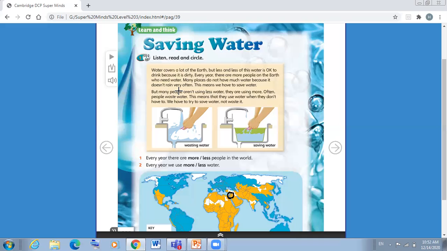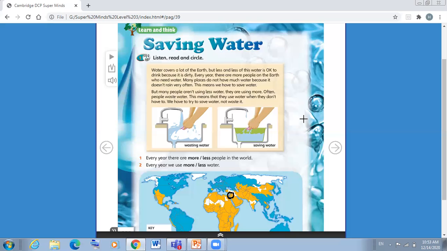Okay, so because there are many places where they don't have enough water, or it doesn't rain in these places, so they don't have much water. This means we have to save water. But many people aren't using less water, they are using more. Often people waste water. Do you think that most people save water or waste water?